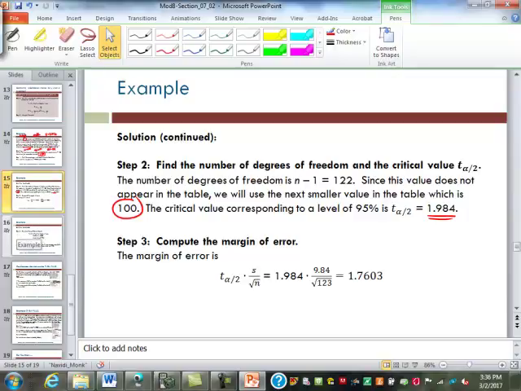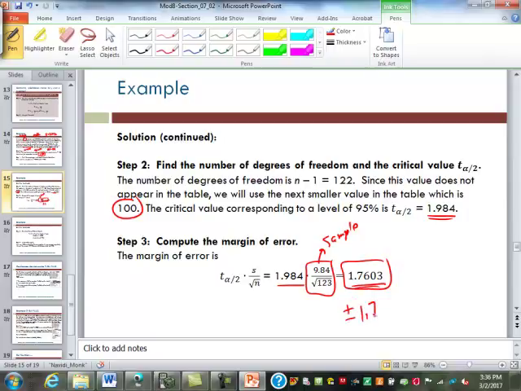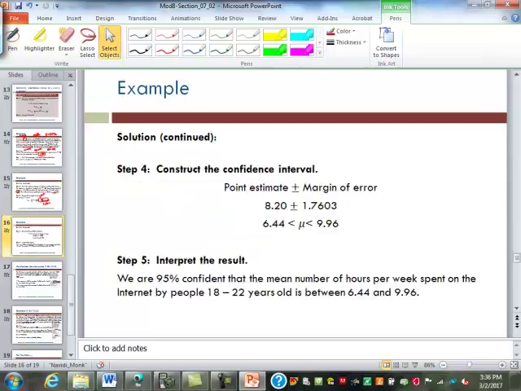So now the margin of error is going to be that critical value. Again, we had 1.980 as the exact critical value, times the standard error of the means. We're taking the 9.84, which is our sample standard deviation. Remember, that's from the sample, divided by the square root of our sample size. So this is not truly the standard error of the means, it's an approximation of the standard error of the means. We get a margin of error of 1.7603. So our interval is going to be plus or minus 1.7603 away from our point estimate. And our point estimate, remember, was 8.2. That was our sample mean.